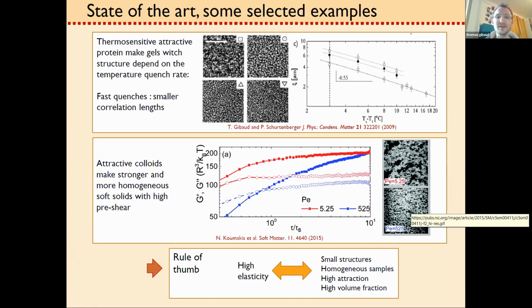And so the rule of thumb in this kind of soft solid, if you want a high elasticity, you need to have small structure, homogeneous sample, high attraction, high volume fraction. That will help you pump up basically the elasticity.